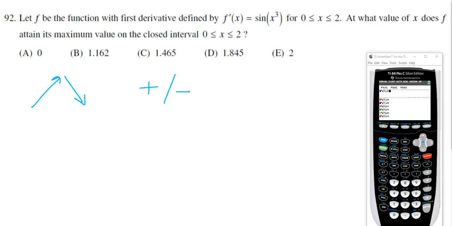So let's go ahead and graph f prime. Again, think of this like you would a graphical FRQ. So sine of x cubed, physics people, make sure you're in radians. And then I'm also going to graph y equals 0. We're going to set our window to go from 0 to 2 on the x's, and then I just need to know where it crosses from positive to negative. So let's just go negative 2 to 2 on the y's. Graph. All right, so it's looking like around 1.5.